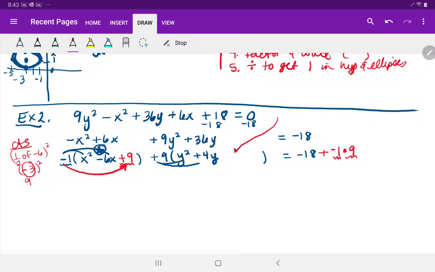Okay, now on this one here, we're doing half of the 4 squared, which is 2 squared, which is 4. So we're going to add a 4 in here, but that 4, I'll do a double underline. That 4 isn't really just a 4, because it's in a parenthesis, so it's affected here by the positive 9. So really what I have to add to the other side is the 9 in the front times the 4. I'm going to double underline so you can see where they came from.